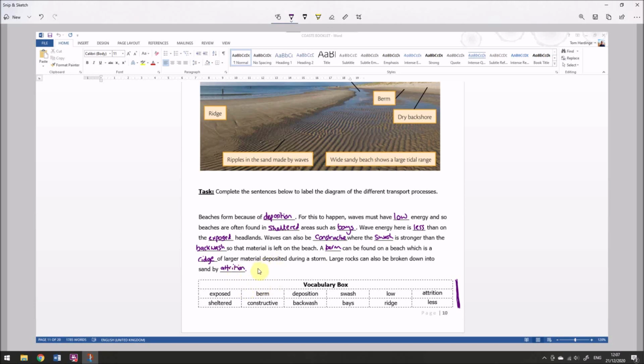So that's how a beach forms. And now I'd like us to think about how sand dunes form.